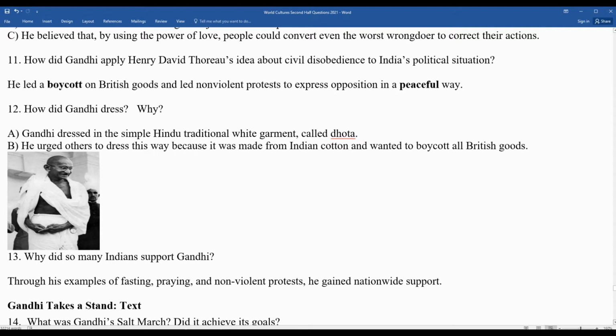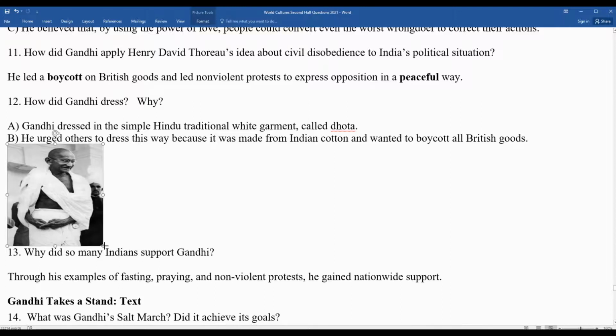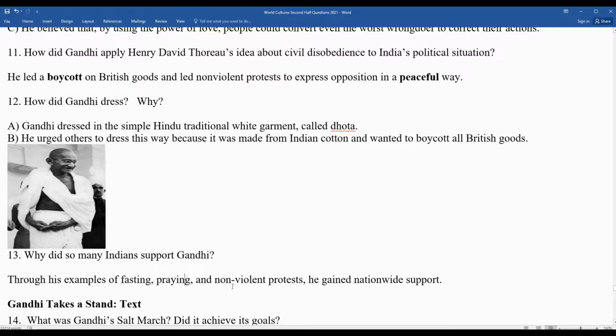13, why do so many Indians support Gandhi? Well, some of his means of achieving independence were greatly admired. He did things such as fasting, praying, and nonviolent protest, and he gained national support, not only national support, but international support as his actions were being covered across the globe.